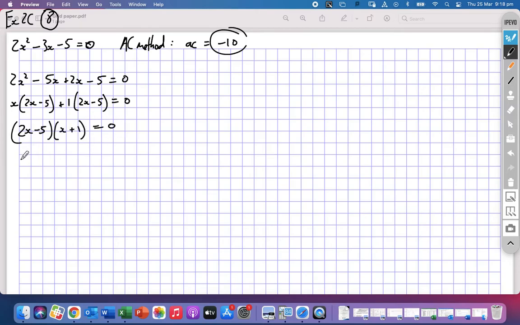So one of the roots here, when this quadratic equals 0, x would be minus 1. They've said we're going to label our roots p and q. And for q, what do we have here? We'd have 2x minus 5 equals 0, so 2x equals positive 5, x equals 5 on 2. And we're going to call that root q.